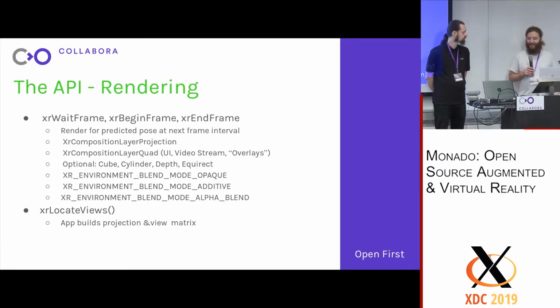And how do you actually use the position data from your HMD? There is a call, XR locate views, and it will tell you how to build a projection matrix and a view matrix to render exactly the perspective that you should render, depending on where you are looking and where you are in space.